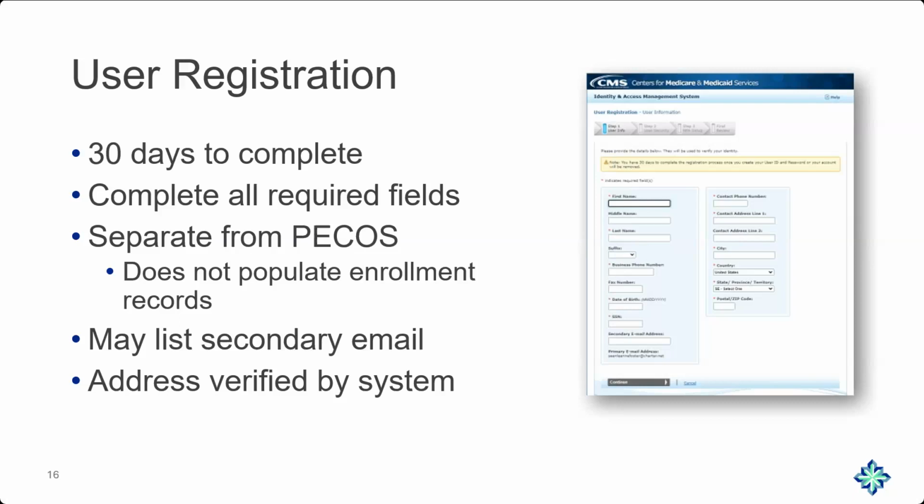Again, this is going to be information that's separate from PECOS. I talked about how I&A doesn't update PECOS. This is the contact information that we'll get questions on. Why hasn't it updated on my enrollment? This doesn't cross over. I&A and PECOS do not talk, and that is intentional. That address is also going to need to be a valid address. It is something that the system does verify with the United States Postal Service, so you want to make sure that you are giving us valid contact information.